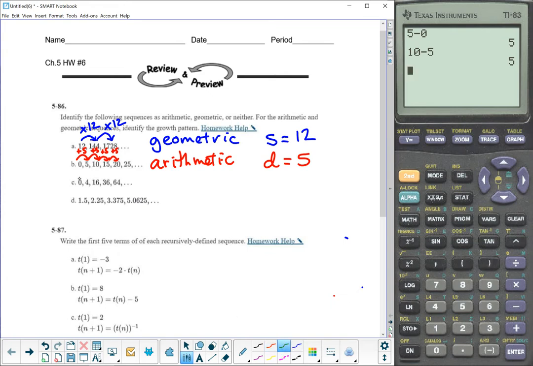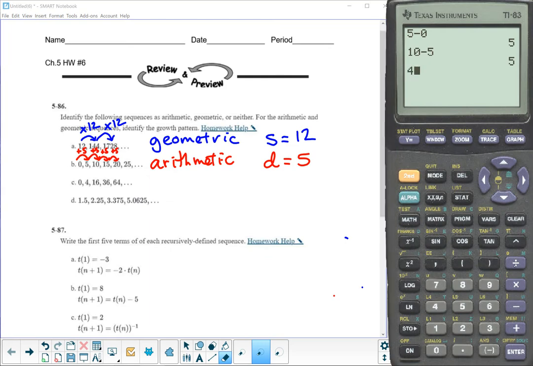Okay, so again, if I'm going to try this out. If I go 0 plus 4, which maybe works, but 4 plus 4 does not make 16, so we know that it's not arithmetic. And if you try it on the calculator, 4 divided by 0 is 0. 16 divided by 4. Oh, what happened? So 4 can't divide by 0.